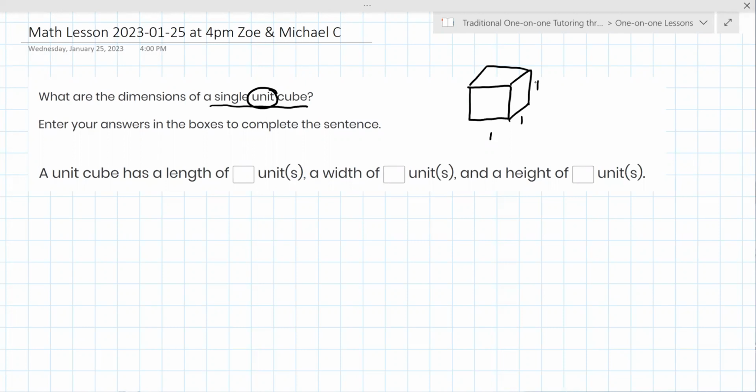So that's the idea there: you're going to know that every unit has a length of 1, 1, and 1 unit.